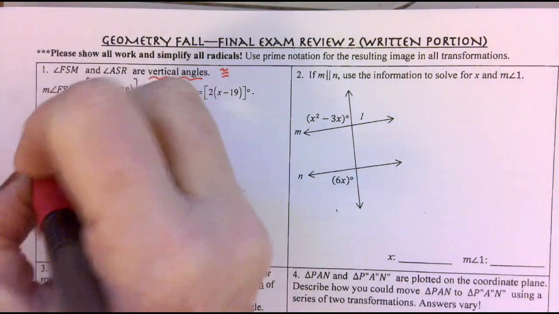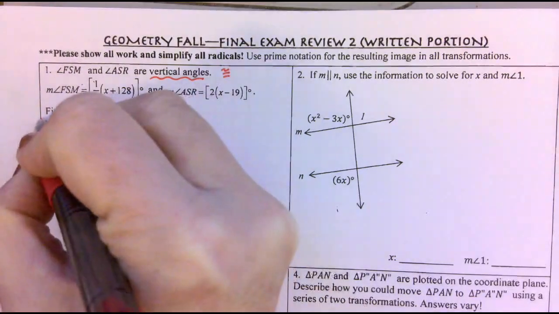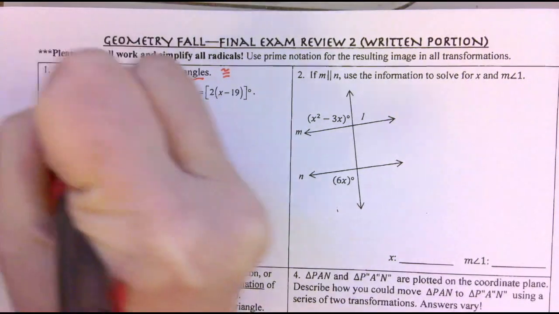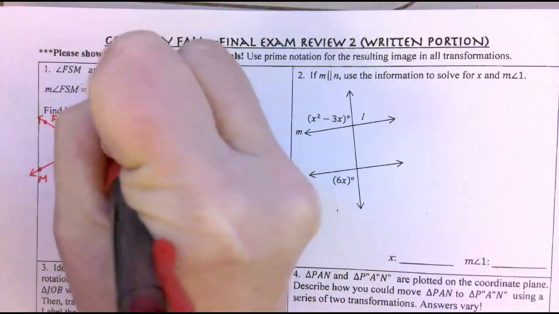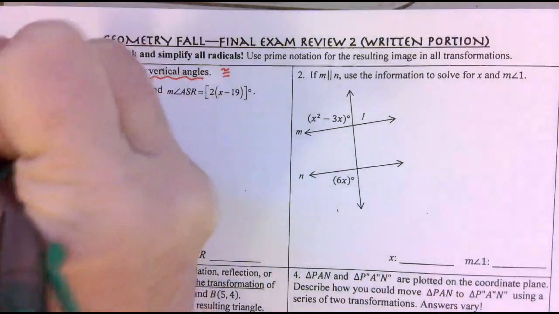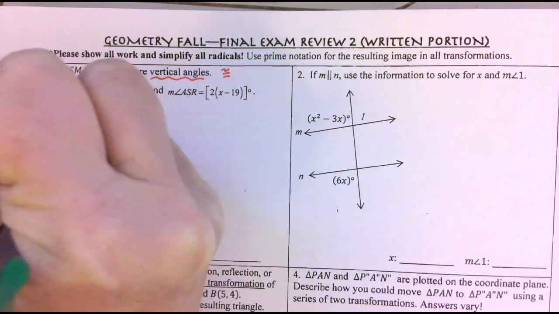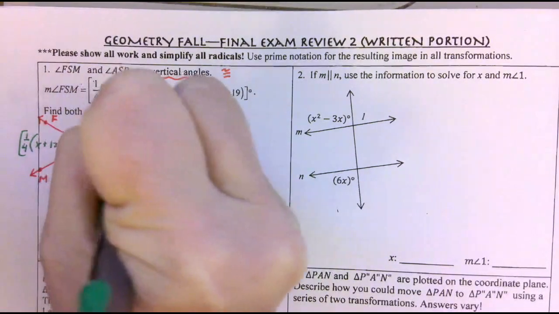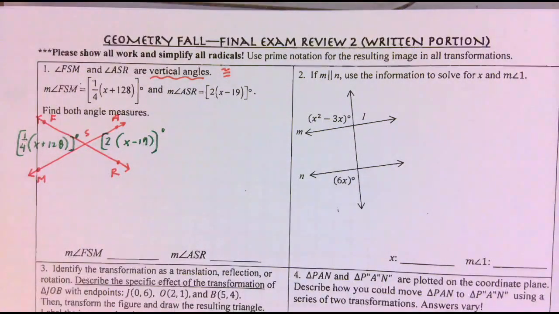Now, I love a good visual, so let me sketch out a pair of vertical angles. I can never draw these perfectly to scale, but that's okay, right? I'm just giving myself a visual anchor. So let's say this one is F, S, M, and then I have over here A, S, and then R. Okay, then the measure I have here would be 1/4 of x plus 128 degrees. And then the vertical angle would be 2 times x minus 19 degrees. All right, there's my picture of it.